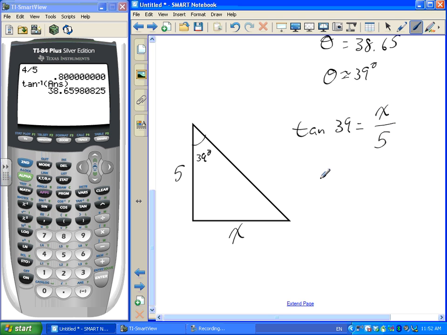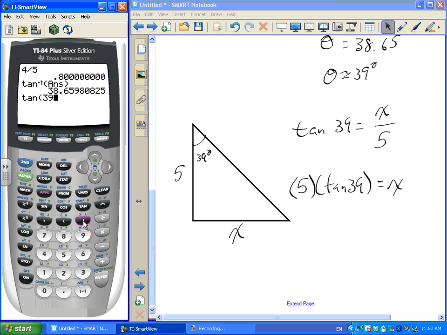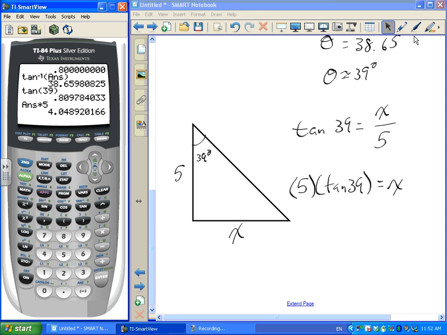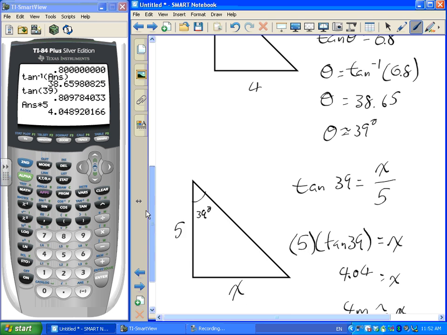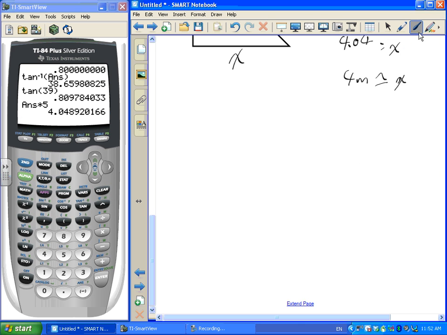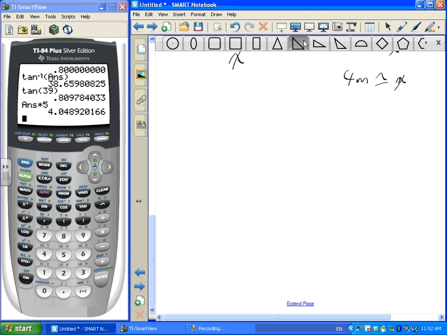I bring the 5 over to the other side. I get 5 times tangent 39 equals x. I can do that all in one step on my calculator. Tangent 39, enter, times 5, 4.4. So it is roughly, if we were to round this, it's approximately 4 meters. Exactly what we had before. Correct? And one more time, because there's always that many options with tangent.